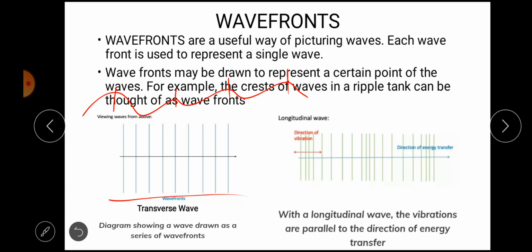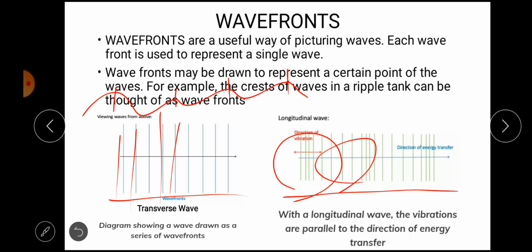All right, so here is a wavefront diagram that shows a longitudinal wave, where here we have the compressions, and here we have the rarefactions. So we use wavefronts. We call these lines wavefronts.